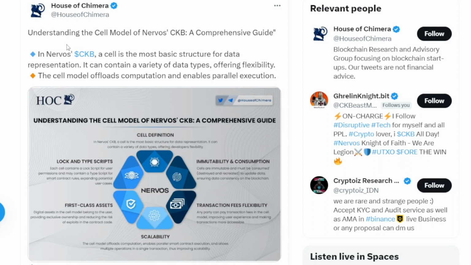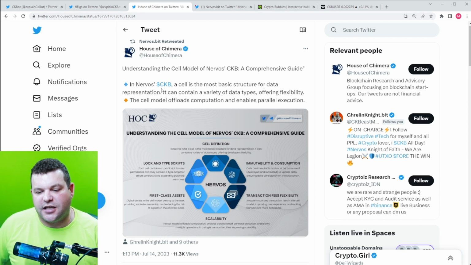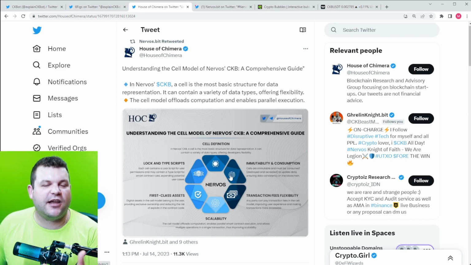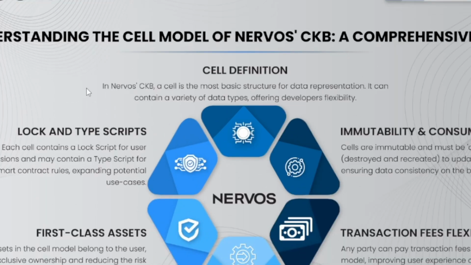There was a really interesting post by House of Chimera. Excuse me if I'm mispronouncing that. Understanding the cell model of Nervos CKB, a comprehensive guide. Sometimes, folks, it's really difficult to look at how these blockchains operate. And I thought that this was just a nice graphic or overview that really highlights this. Cell definition. In Nervos CKB, a cell is the most basic structure for data representation.